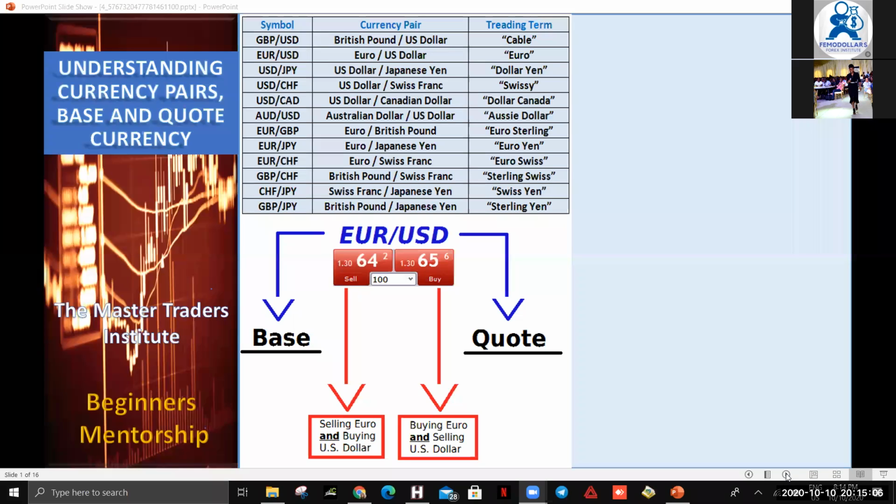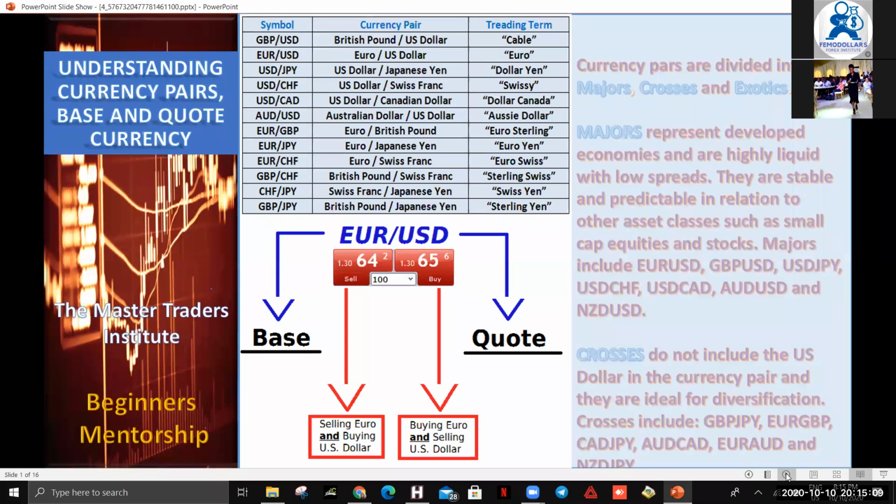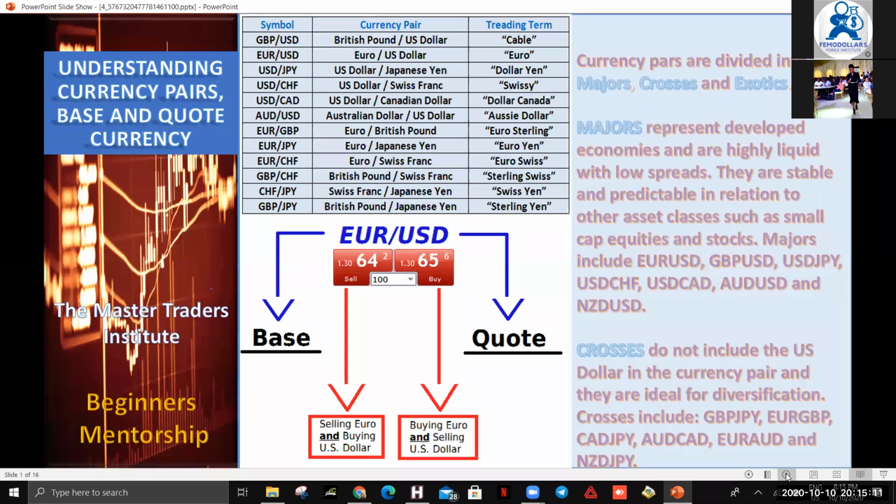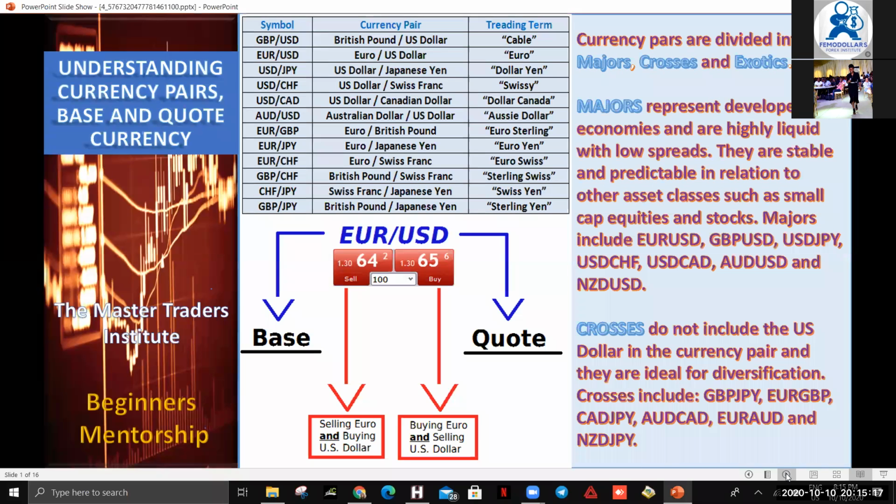Now look at it. Currency pairs are divided into major, crosses, and exotic. Any major currency pair is one that has USD in it, because the US dollar is the currency with the highest volume. If you decide to travel to Dubai now, you're going to change.